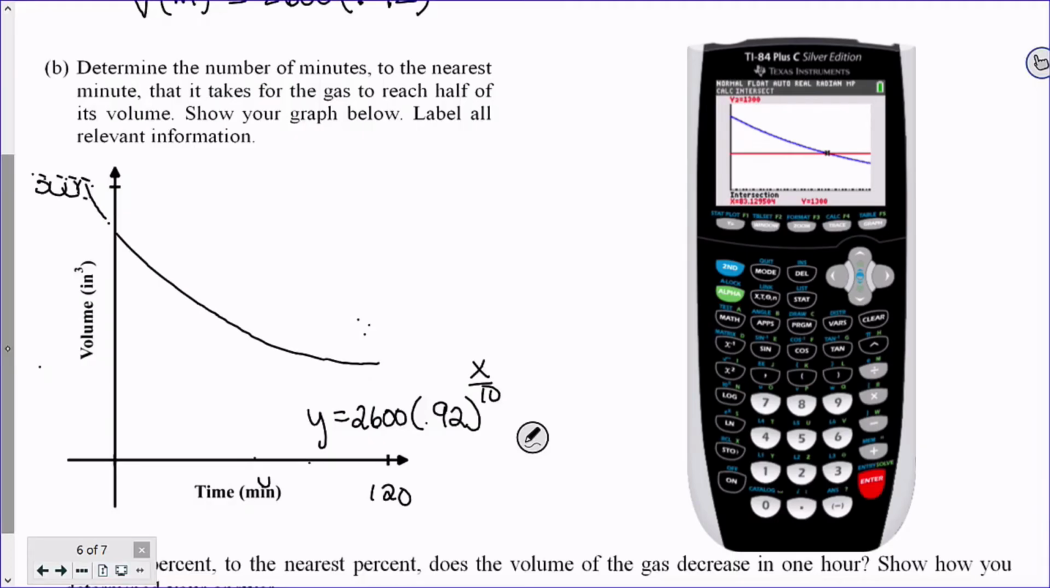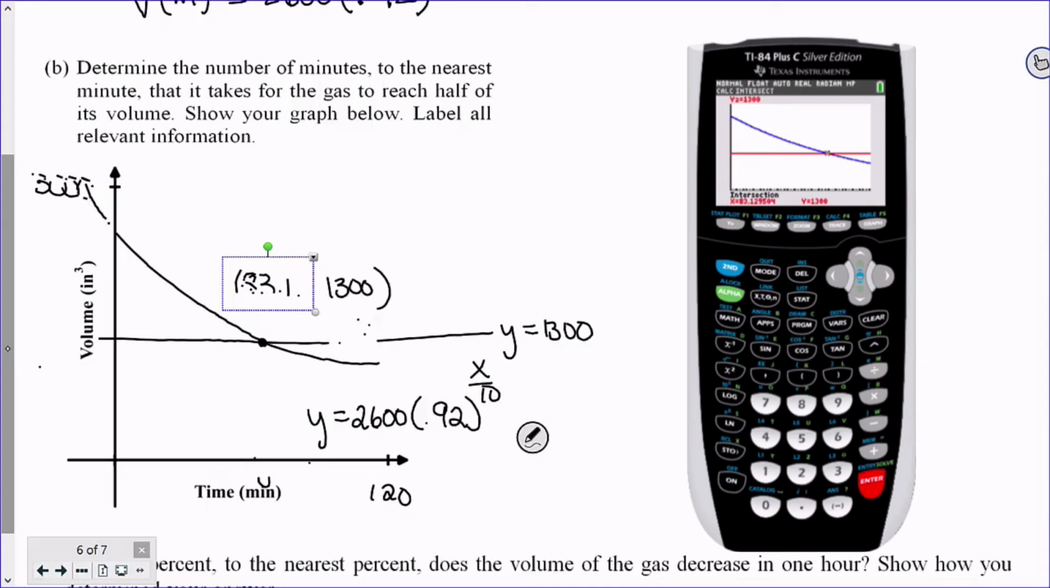All right, now let's draw on my y equals 1300. And I need that great intersection point, which was at about 83.1, oh, technology, and 1300. Of course it's at 1300. All right, so the important number, the one that's supposed to be sitting right in here, is 83.1. And what do we want? To the nearest minute. So to the nearest minute, it takes us 83 minutes.